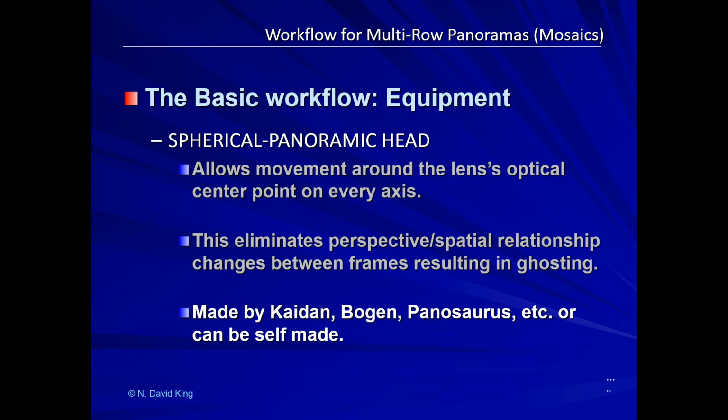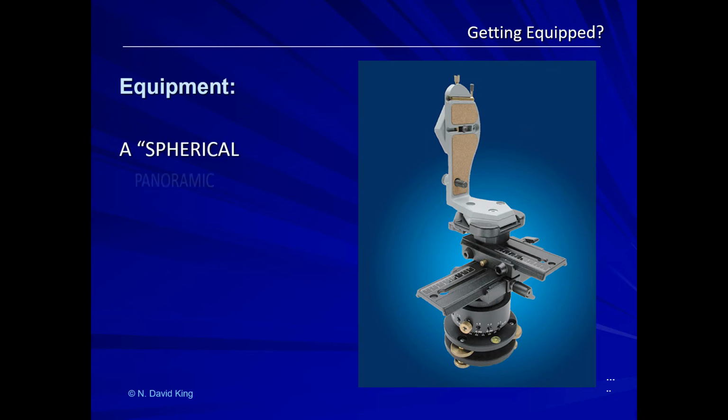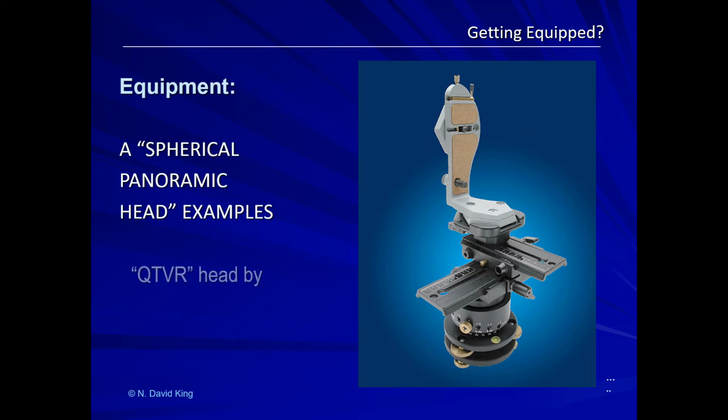Or you can put one together yourself. Here's one put together from Bogan parts with a two-way XY axis macro rail as the base, and then a standard Bogan L bracket on top. With this, you can create what Bogan calls a QTVR head, which allows you to basically do anything you would do with a spherical pano head. It's a little clunky, but it works just fine.